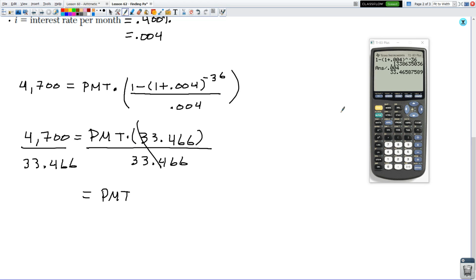Let's figure out what that is in the calculator. So we got 4,700, and we need to divide that by 33.466. There's an extra 6 there. Perfect. So that means that, let's correct that, we have a monthly payment of 140 dollars and 44 cents.